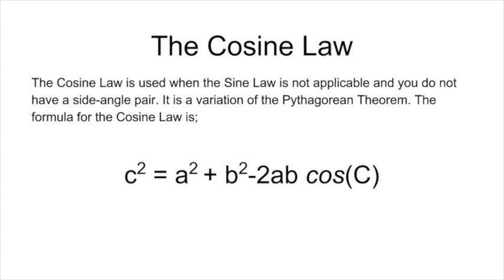The cosine law is used when the sine law is no longer applicable and you have no side angle pair. It is a variation of the Pythagorean theorem. The formula for the cosine law is c squared equals a squared plus b squared minus 2ab cos c. The problem we will be taking a look at today requires the use of the cosine law to properly solve it.